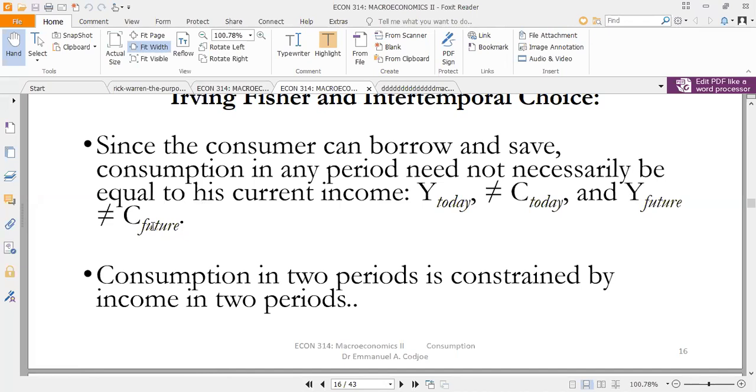But at the end of your life, that is at the end of the second period, you should make sure that all the consumption that you consume throughout your life doesn't exceed all the income that you received, and all the income that you received doesn't exceed all the consumption that you made, which means that you are not leaving any money, you are not leaving any debt too.